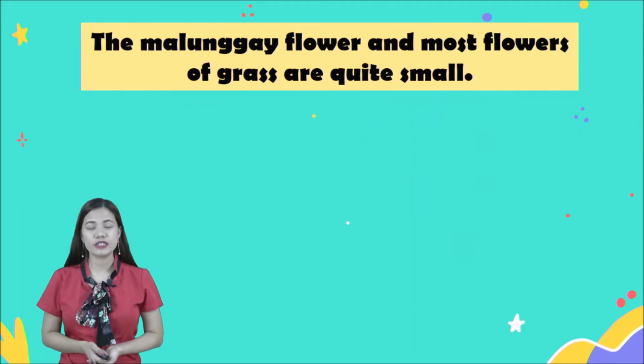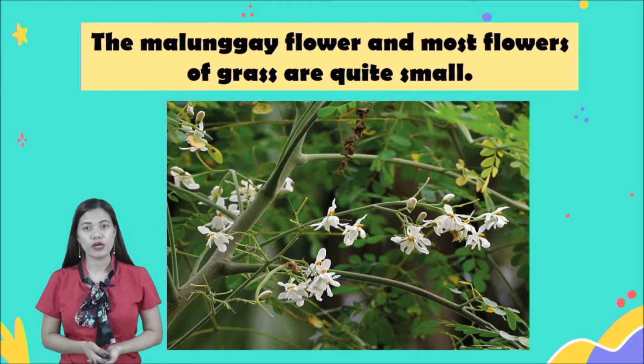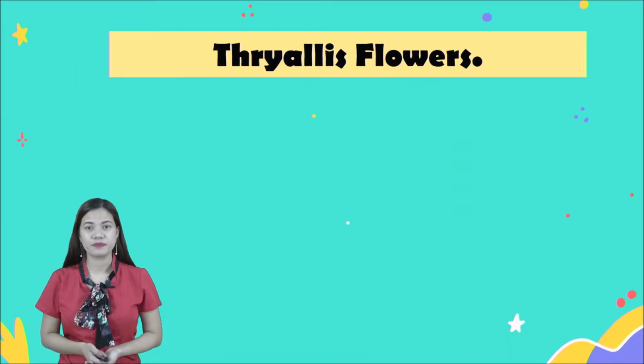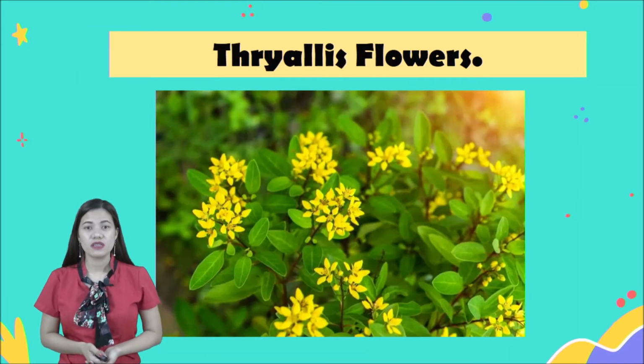Now let us learn the small flowers. The first one is the malunggay flower, and we also call it moringa in English. Most flowers of grass are quite small. Let us have more examples. We have the santan, also called Ixora coccinea. Then we have the Tyrialis flowers.